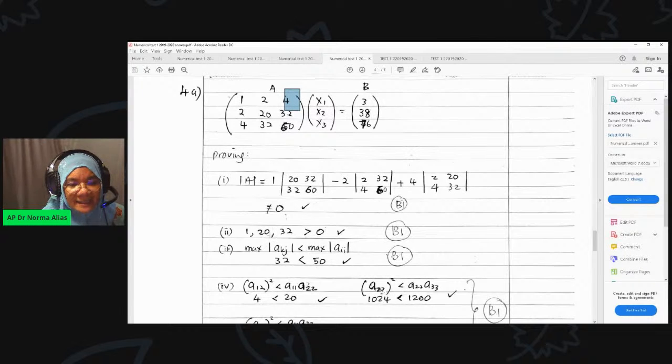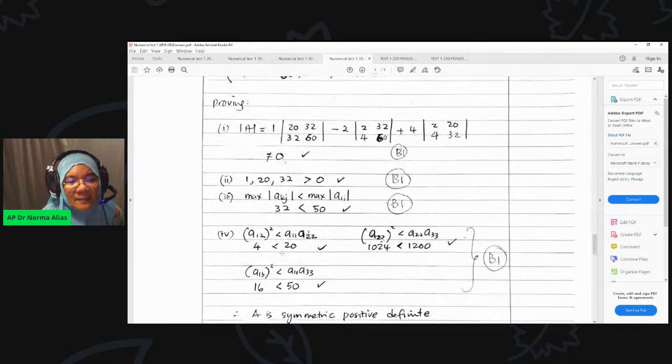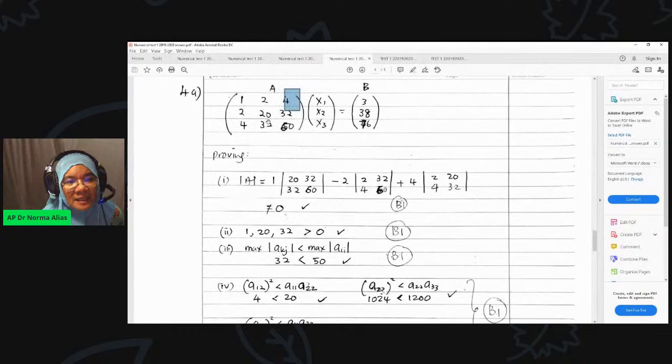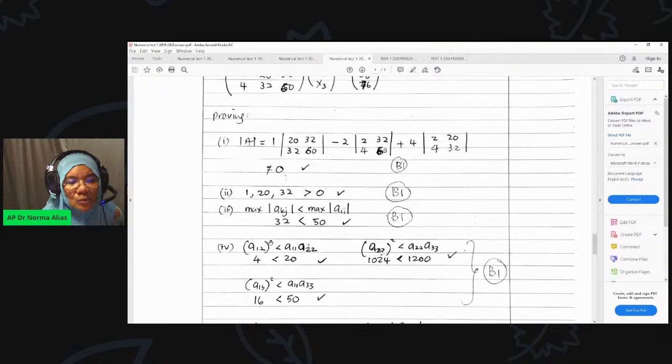The second condition is that A11, A22, A33 should be greater than 0. The third is that the maximum of Ajk is less than Aii. Let's say we put A32 is less than Aii. Aii is 60 here. So it is correct. And then Aij squared is less than Aii times Ajj.